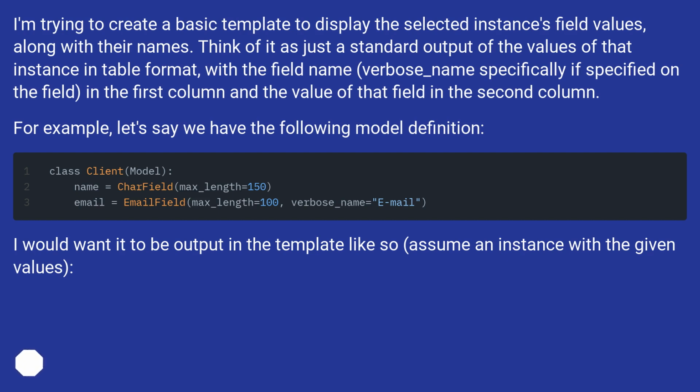name, verbose_name specifically if specified on the field, in the first column and the value of that field in the second column. For example, let's say we have the following model definition. I would want it to be output in the template like so. Assume an instance with the given values.